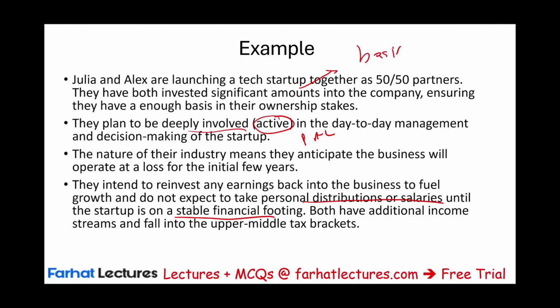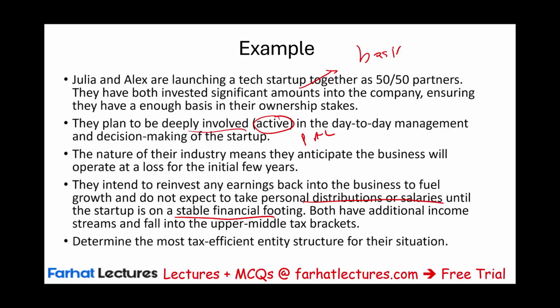Both have additional income streams and fall into the upper middle tax bracket, which is good. They have other income from other sources. It means they might still have work for other companies, or they might be doing some consulting work on the side. Determining the most tax efficient structure for their situation. So in this situation, what would you recommend?